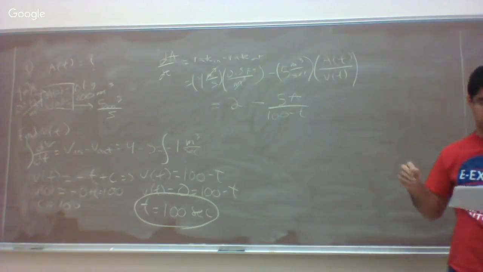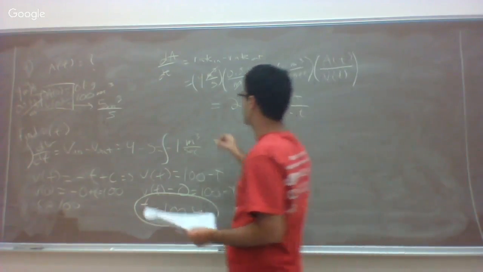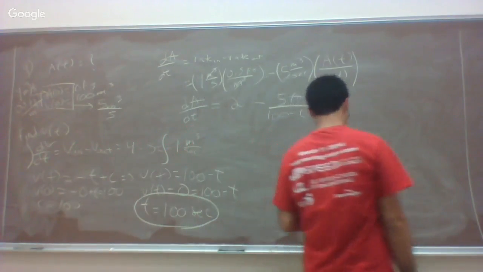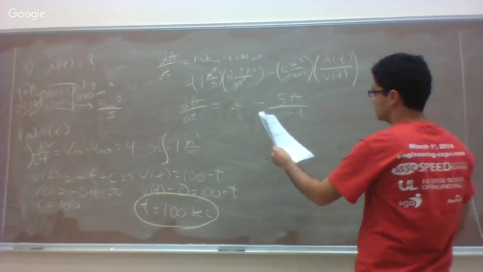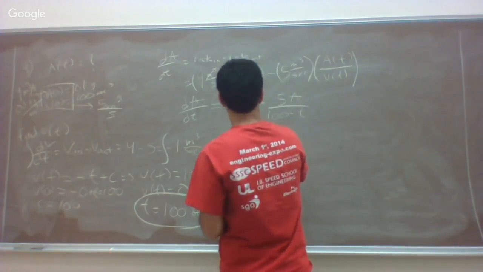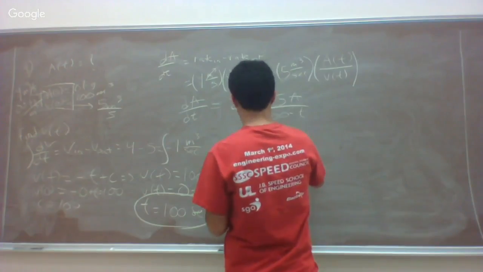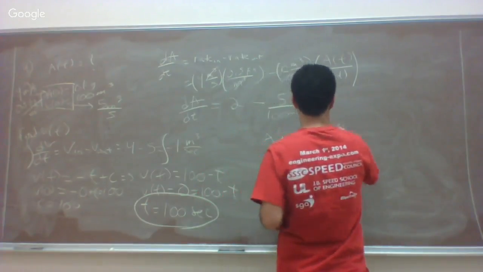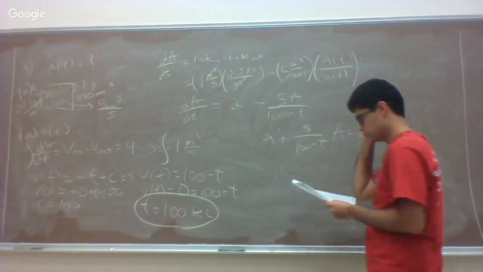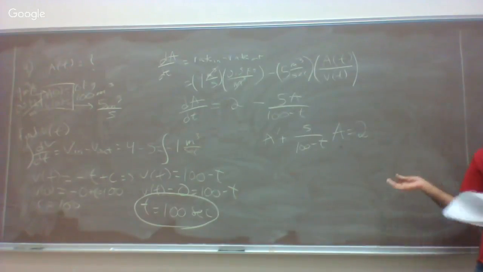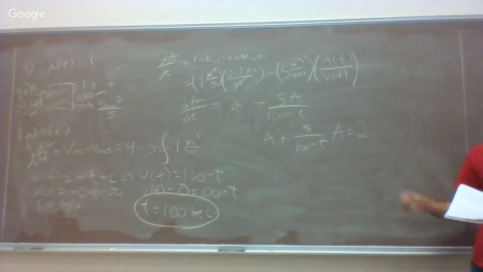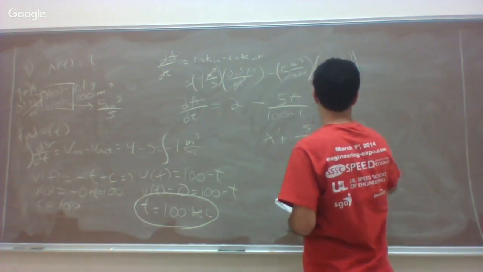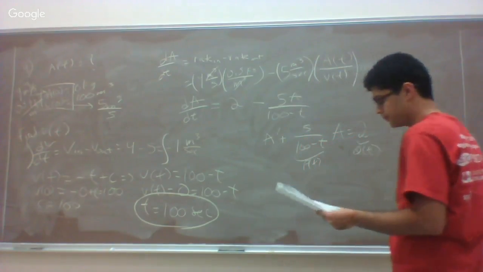So it's important to get this correct so that we can now solve for A. So this is equal to dA over dt. If we move things around, I have A prime plus 5 over 100 minus t times A equal to 2. This is what sort of form? Standard form. Okay. So this is my P of t, this is my Q of t, in a sense.